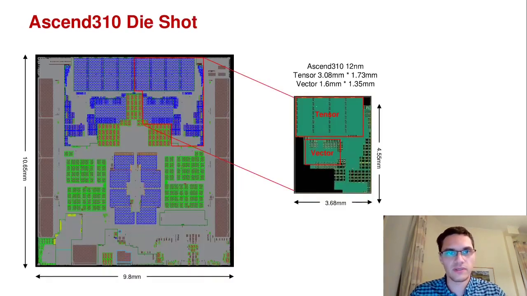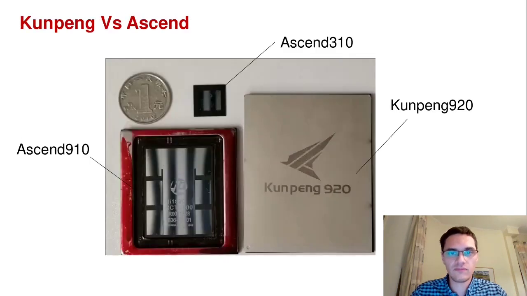Here you can see the die shot of a smaller version, Ascend 310, intended for use in cloud and edge inference. And finally we can see some real photos of the manufactured chips.